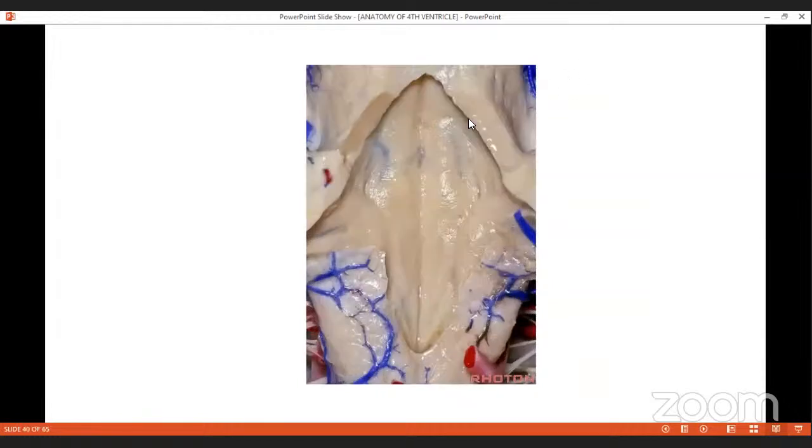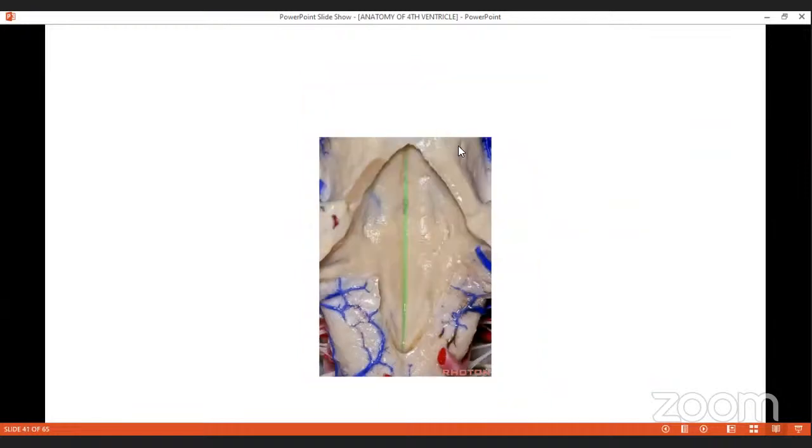This is the floor of the fourth ventricle. If we see in the center, you have the most prominent sulcus, which is called the central sulcus or the median sulcus. These are the two facial colliculi on the superior aspect of the superior fovea. So this is basically the sulcus limitans, which is a less prominent sulcus. And on the superior aspect, you have the superior fovea, where you have the facial colliculus. This is the hypoglossal triangle in the inferior aspect of the median eminence, followed by the vagal triangle, followed by the area postrema, which is the vomiting center.